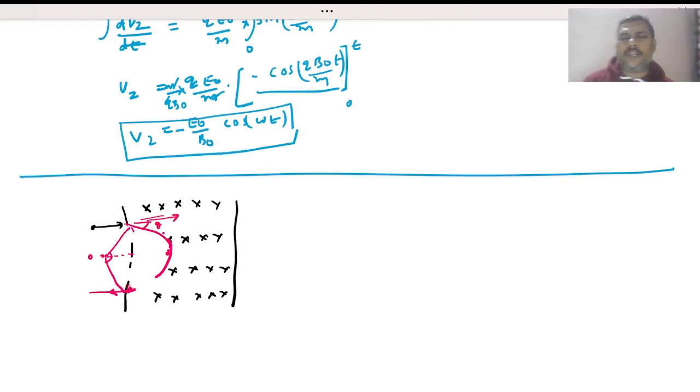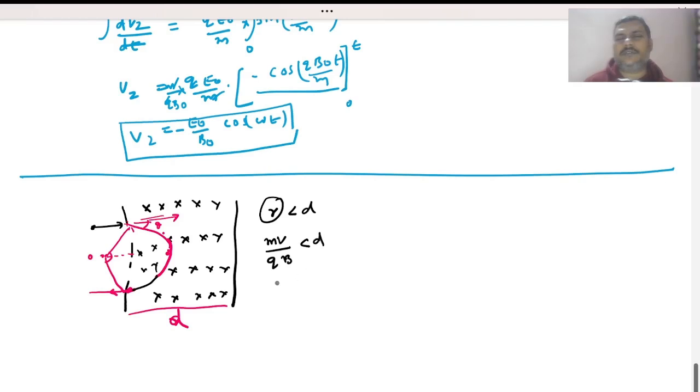Now when it comes out and does not hit this side, it is completing a circular path with radius r, which is less than d. This is d, the distance between the two plates where the magnetic field lies. So the radius r is less than d, the distance between the plates. I know the radius of this particle is r equal to mv by qB, which is less than d. So that means B is greater than mv by q into d.